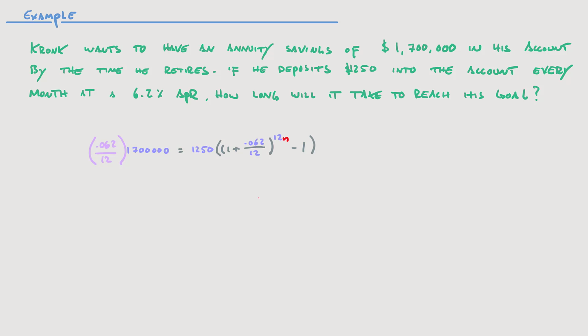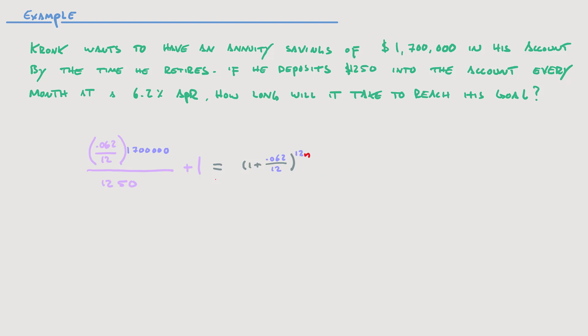The next thing is, this whole thing in parentheses is being multiplied by 1,250, so we divide both sides by that so that it cancels on the right-hand side. Now we're left with this. We don't need the parentheses anymore because nothing's happening. And then I need to get rid of the 1, so I'm going to add 1 to both sides, which means it'll cancel on the right. And here we go.